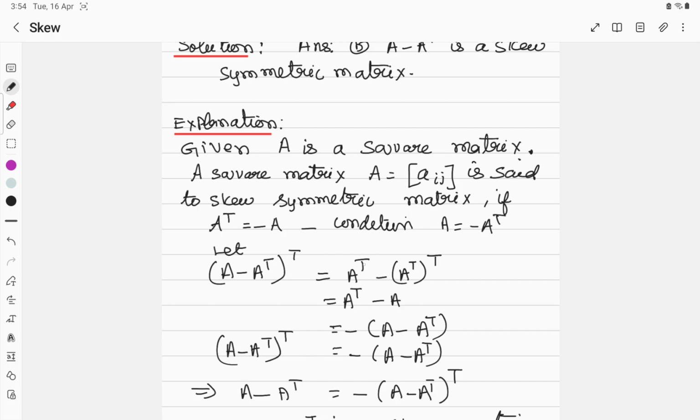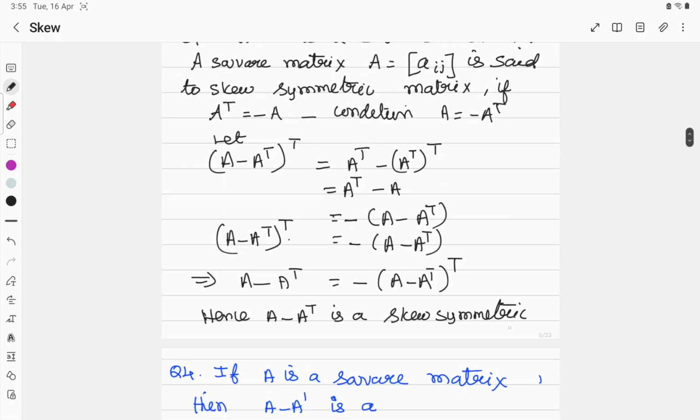So, P transpose becomes A transpose minus A transpose transpose. A transpose of transpose becomes A. So, A transpose minus A. If we take minus common, it becomes minus of A minus A transpose. So, here we get P transpose is equal to minus of A minus A transpose. Therefore, A minus A transpose is a skew symmetric matrix.